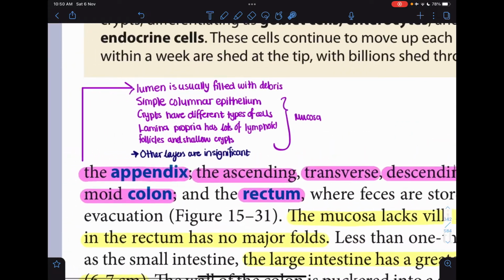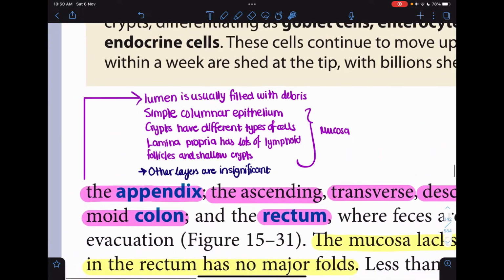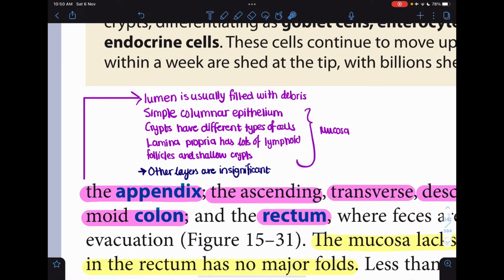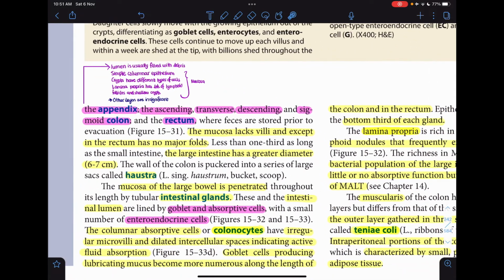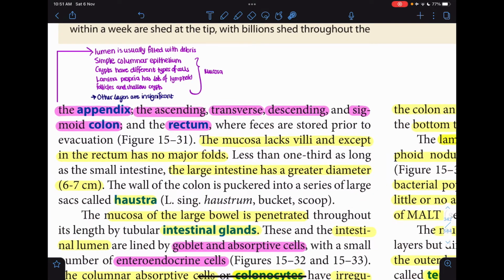The lumen of the appendix is usually filled with debris. The mucosa of the appendix has simple columnar epithelium. It has crypts that have different types of cells. It also has a lamina propria that has a lot of lymphoid follicles and shallow crypts. And the doctor said that the other layers are insignificant. The rectum is where feces are stored prior to evacuation.